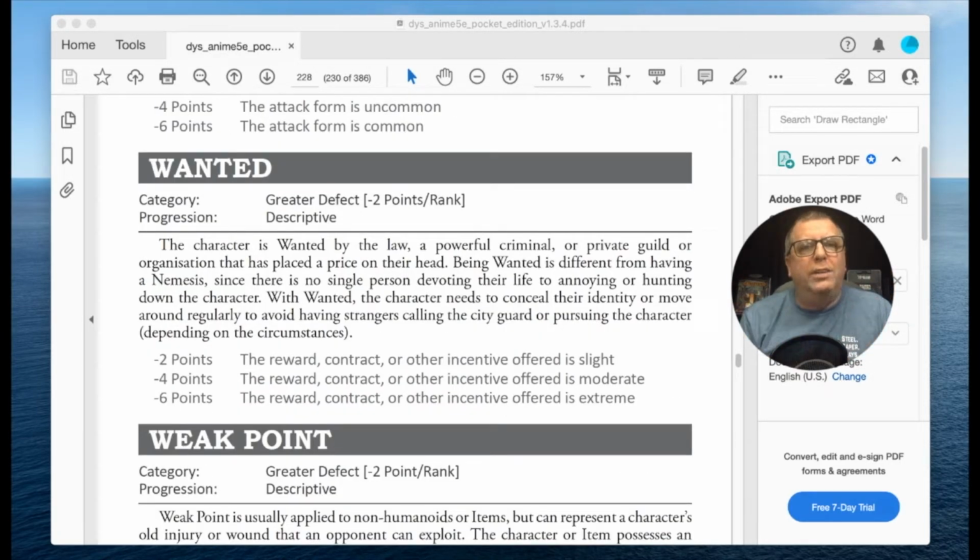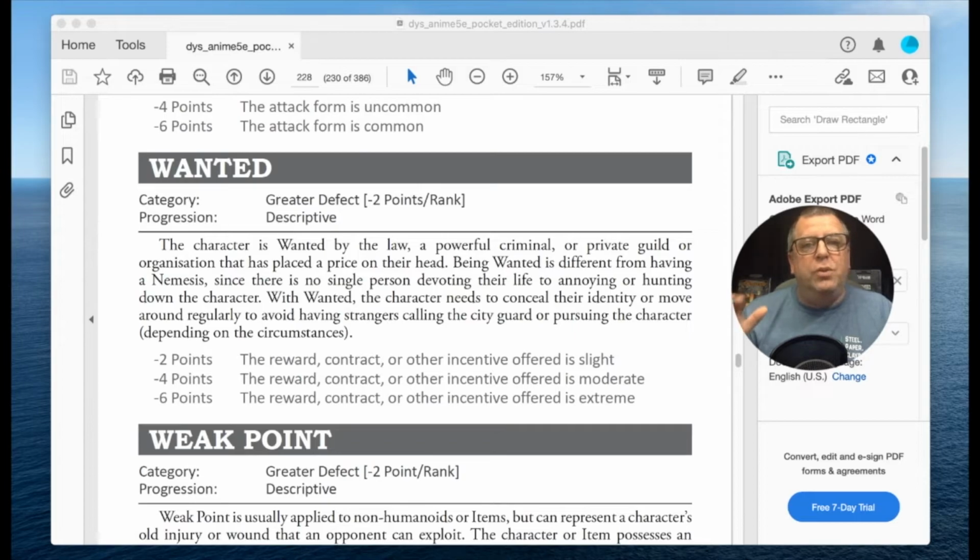So let's look at wanted. The character is wanted by the law, a powerful criminal or private guild or organization that has placed a price on their head. Being wanted is different from having a nemesis, since there is no single person devoting their life to annoying or hunting down a character. With wanted, the character needs to conceal their identity or move around regularly to avoid having strangers calling the city guard or pursuing the character, depending on the circumstances.